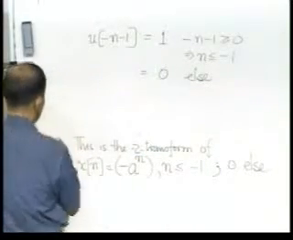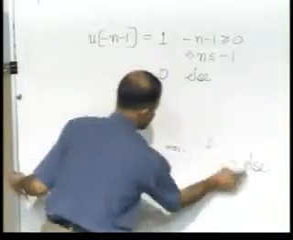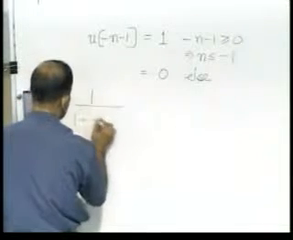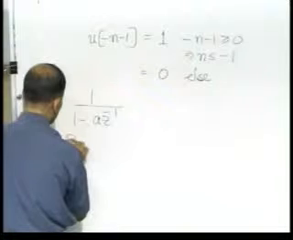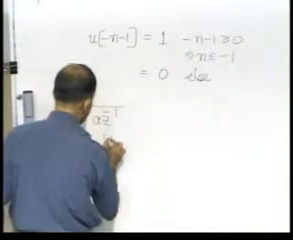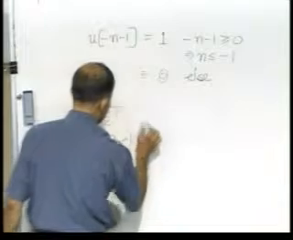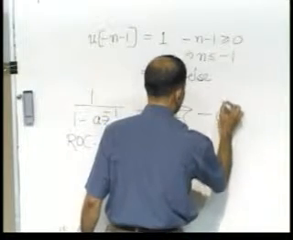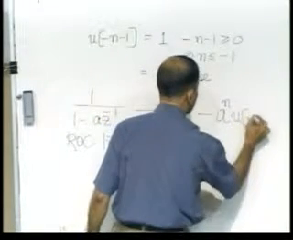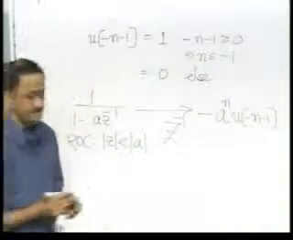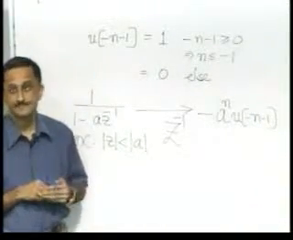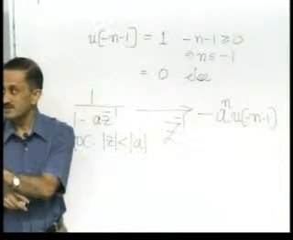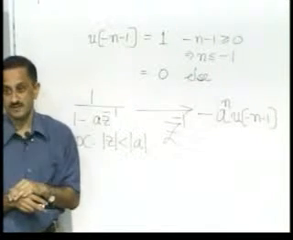So, in other words, what is our conclusion? The conclusion is that the same expression, 1 by 1 minus a z inverse, but with a region of convergence mod z strictly less than mod a, has the inverse z transform given by minus a raised to the power of n u of minus n minus 1. Is that right? Same expression with a different region of convergence gives us a different sequence.